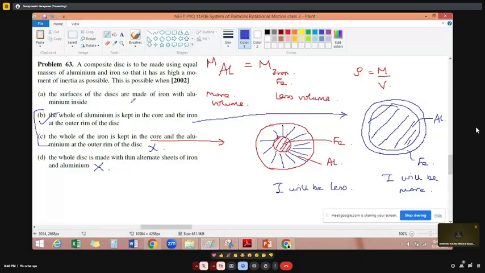Surface of the disk are made of iron with aluminum inside. Again, I think it will be equally distributed. It's not given properly, so I think this makes more sense. The A option is not explained properly. At least the D part is equally distributed. Surface of the disc are made of iron with aluminum inside, so aluminum inside and iron outside, which is not very clear. Okay, I think I would select B.